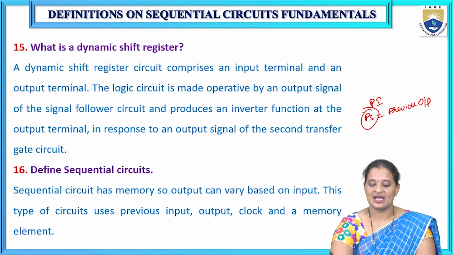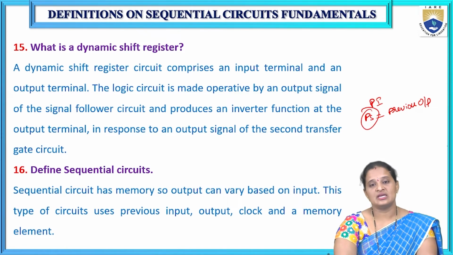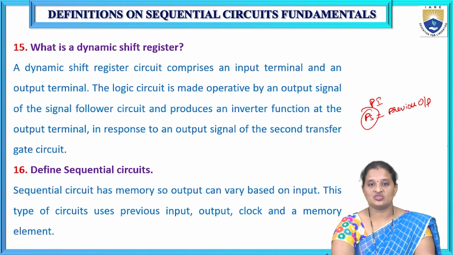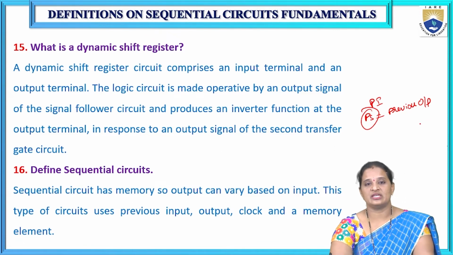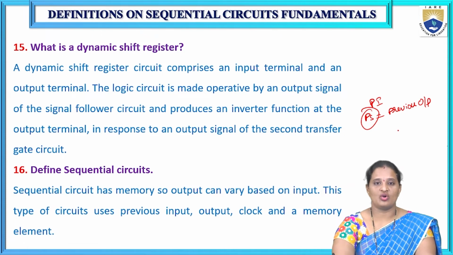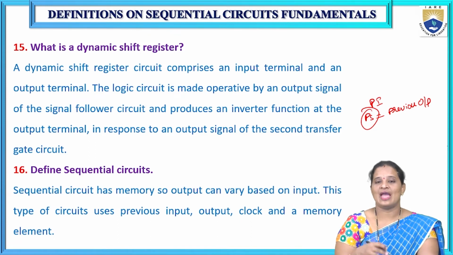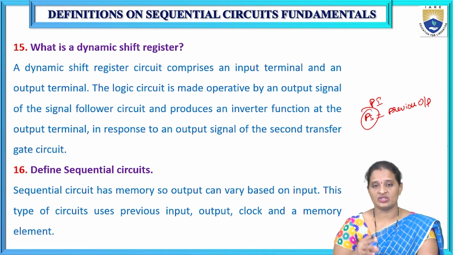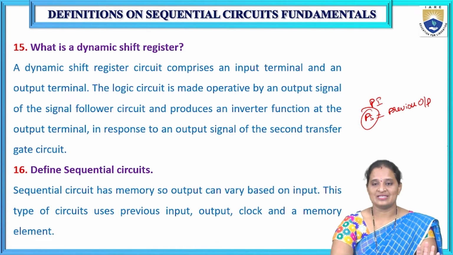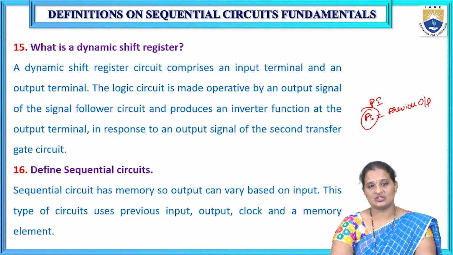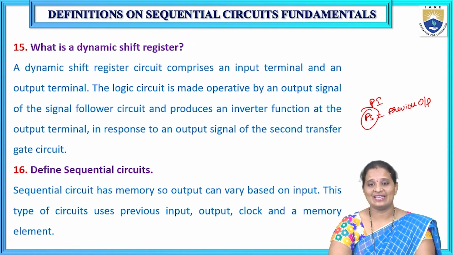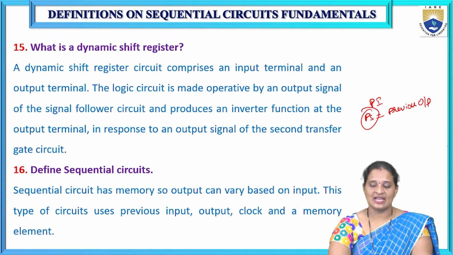As it has to store the present state, it requires some memory element whose output is given as feedback to the input, because the output depends not only on the present input but also on the present state. So there should be a feedback, and also a memory element is required to store the present state of the circuit. So a sequential circuit is a digital circuit in which the next state is a function of the present state as well as the present input, and hence it requires a memory element and a feedback network.